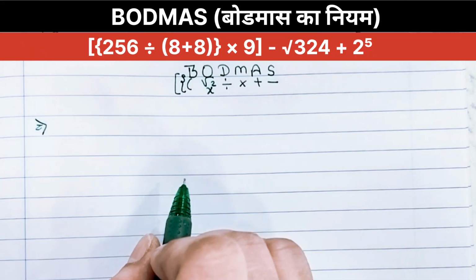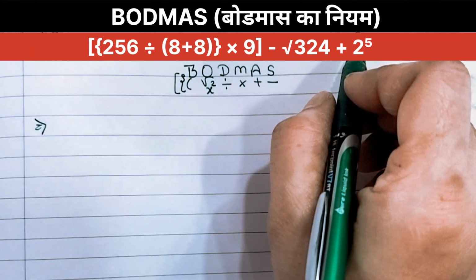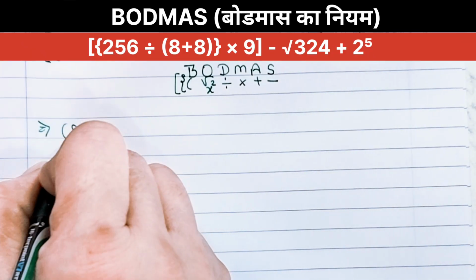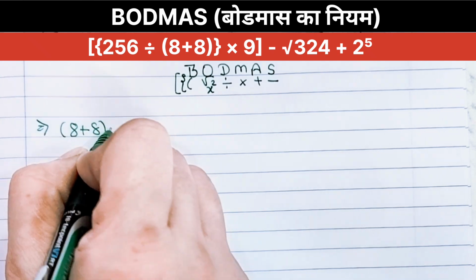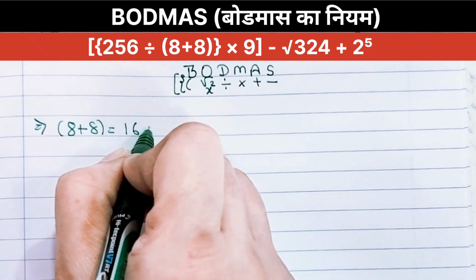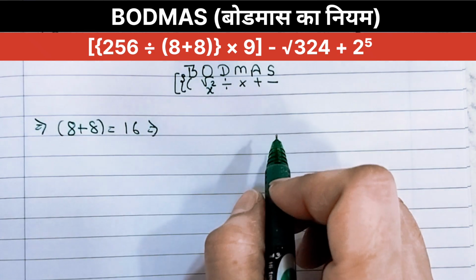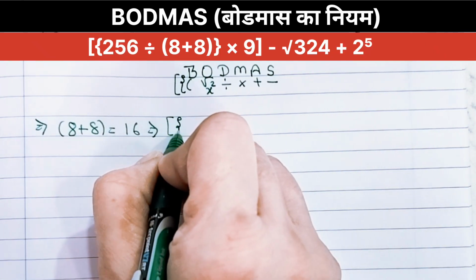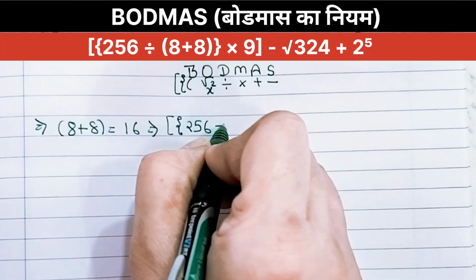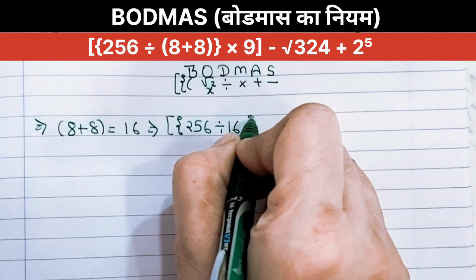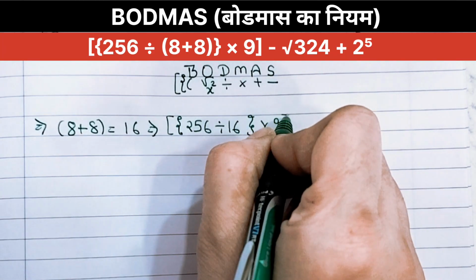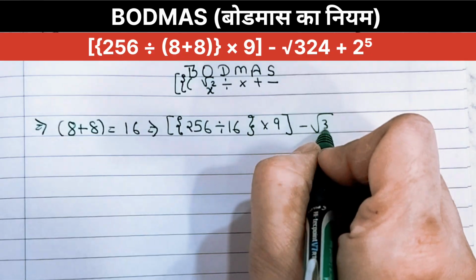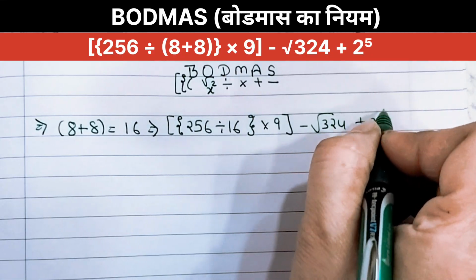First step, we solve the innermost parentheses. In this expression, we have the small brackets 8 plus 8, and we get 16. According to this step, BODMAS prioritizes the innermost brackets first, and now the current expression becomes square bracket, curly bracket, 256 divided by 16, curly braces closed, multiplied by 9, square bracket closed, minus root 324 plus 2 power 5.